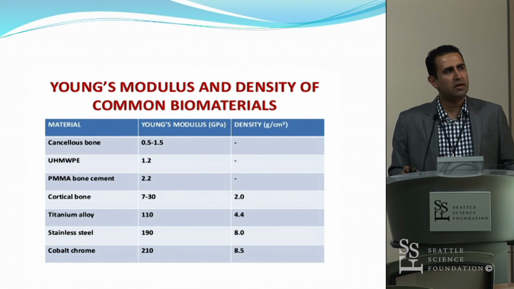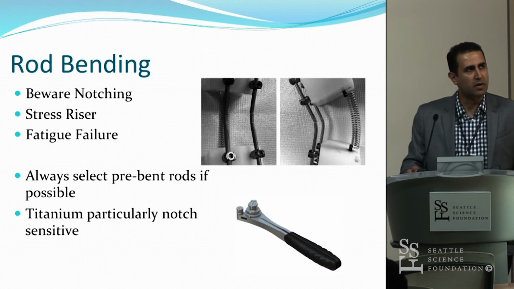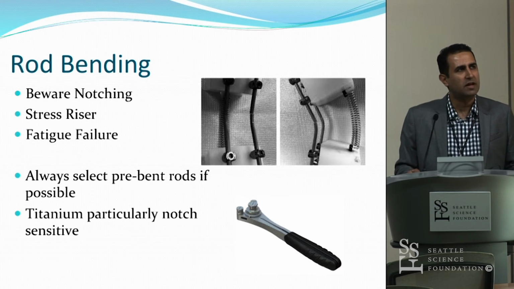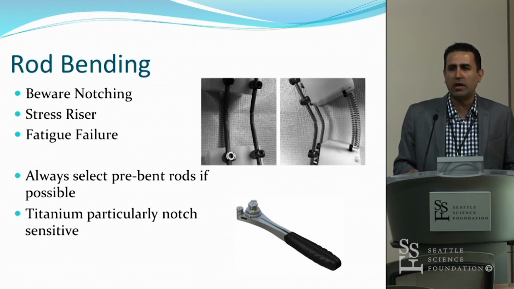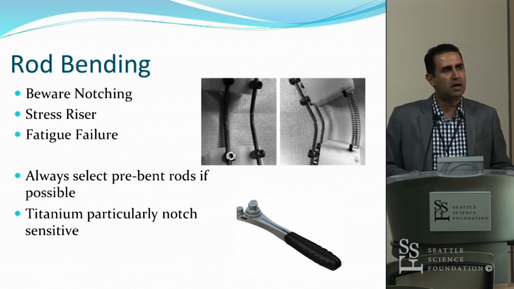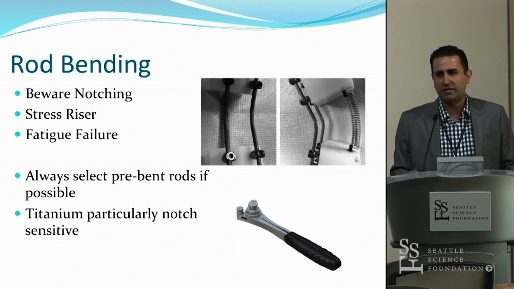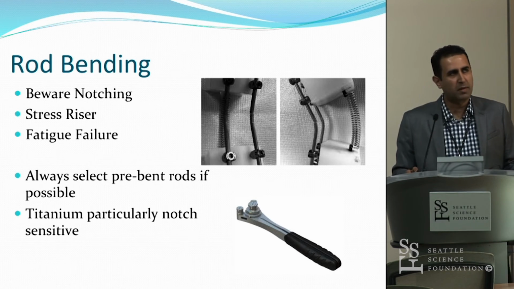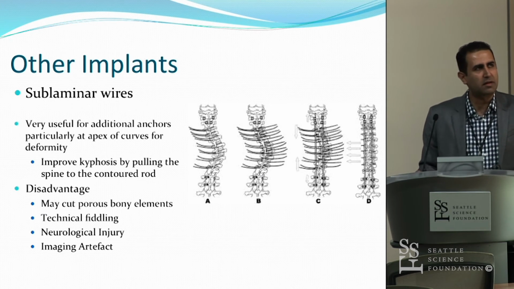And again, here were some of the elastic numbers, if you like. So rod bending, we talked about this. It'll lead to fatigue failure if you do it too much. So the point here is select a pre-bent rod. Select a pre-contoured rod if you can, because the metal was shaped like that when it was manufactured, and there will be less of a stress riser. And titanium is particularly notch sensitive compared to cobalt chrome. It's easier to bend, but it's particularly sensitive. So what about some other implants other than rods?